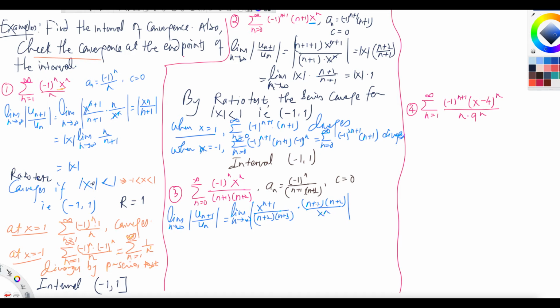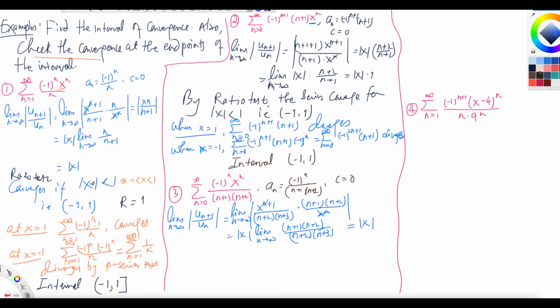Okay guys, so what you get here is you can write the absolute value of x, because you cancel that x to the n and x to the n, and then the limit as n tends to infinity of (n plus 1) times (n plus 2) divided by (n plus 2) times (n plus 3). That's what you get. Okay, when you take the limit using L'Hopital's rule, you will get that the limit is 1. So basically you got the absolute value of x there. Okay, that's what you got.